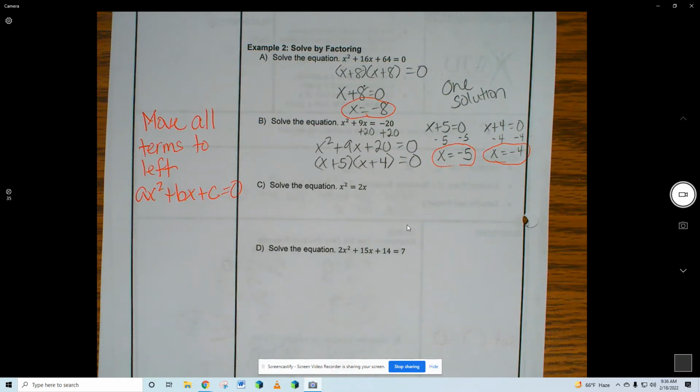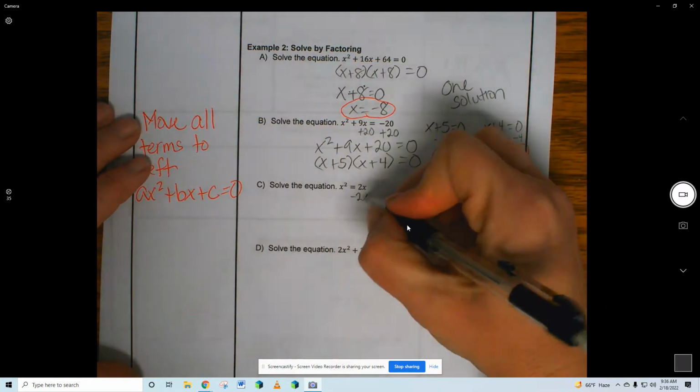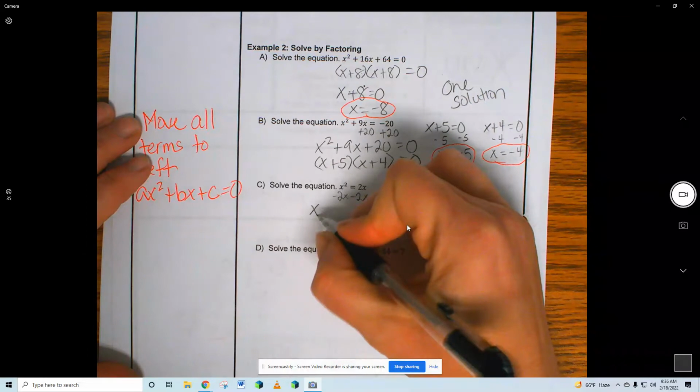What's wrong with C? Why is C not ready? Can you say that louder? It doesn't equal 0. How do I make it so that it equals 0? Move the 2x to the left. I want x squared to always be positive.